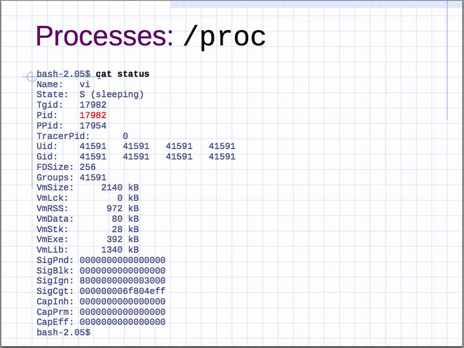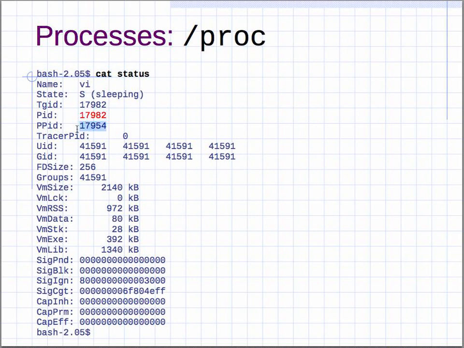There's another file in the directory for the vi process. I can cat a file called status. It tells us that the name of the file is vi. It's sleeping, that is, it's not running right now, because the program that's running right now is the cat program. When this is all listed, it's the cat program that was running and listing all of this. Here's a process ID, thread group ID, parent process ID, and so on.